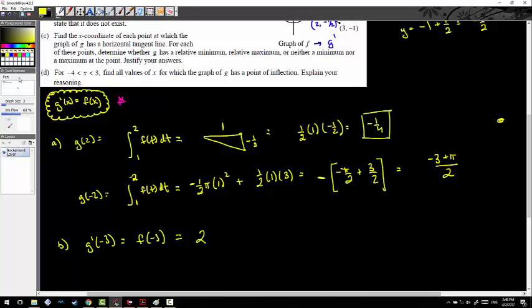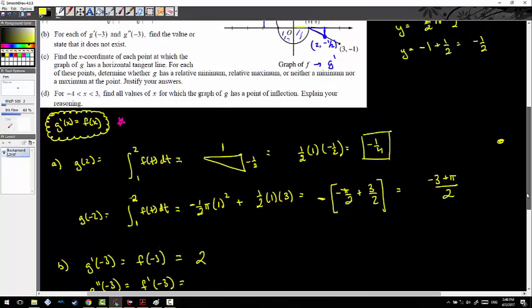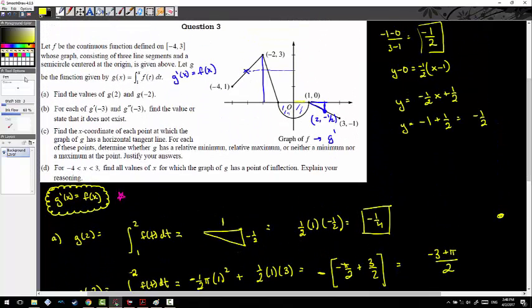Okay? And then for the g double prime part, g double prime of negative 3, that's going to be f prime of negative 3. Well, what's f prime? The slope of f. That means I'm looking for the slope here. What is the slope of f at this negative 3? Well, how do I find the slope? Well, that's algebra 1 right there.